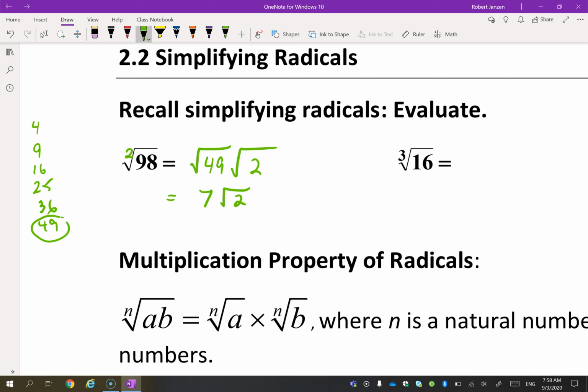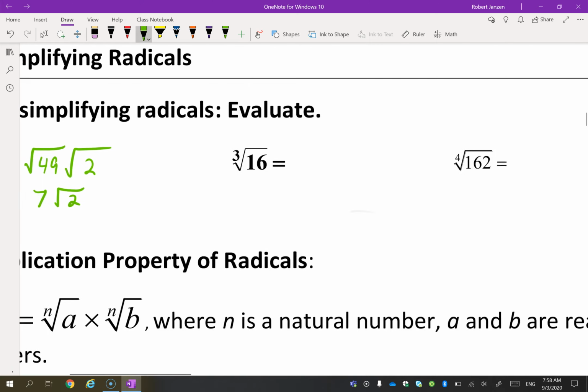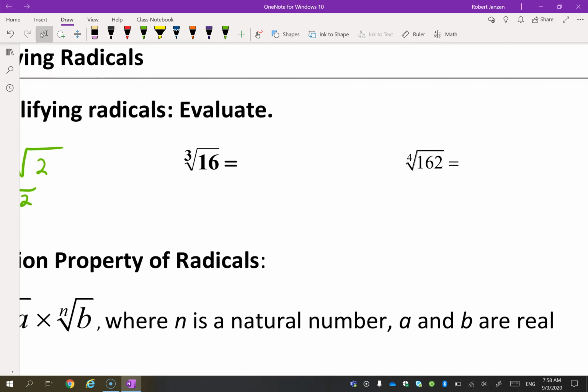Now, I told you yesterday to try to do that review sheet on simplifying radicals. Hopefully you remember this. If you don't, we need to review it. You need to ask in class, try to do a few of these, and get through that worksheet from yesterday. This one is the same idea, except this time we're looking for a factor of 16 that's a perfect cube.